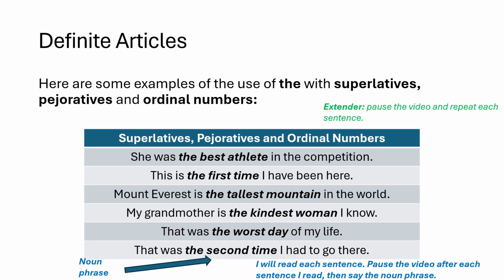Here are some examples of the use of the with superlatives, pejoratives, and ordinal numbers. I will read each sentence. Pause the video after each sentence I read. Then say the noun phrase. She was the best athlete in the competition. This is the first time I have been here.